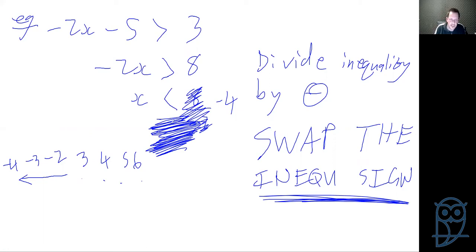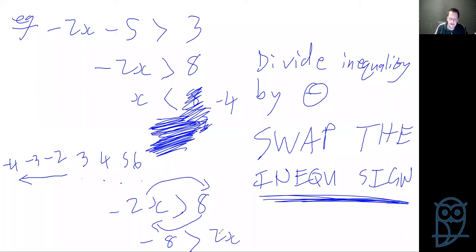If you don't want to do it like that, that is fine, because we can actually move stuff to the other side. So if we still have the minus 2x greater than 8, we take the minus 2x to this side and the 8 to that side. So it's minus 8 greater than 2x. Divide by 2, and here I'm dividing by positive. So therefore, it's minus 4 to x, which is actually exactly the same answer. The sign is open to the minus 4. Exactly the same answer. All right.